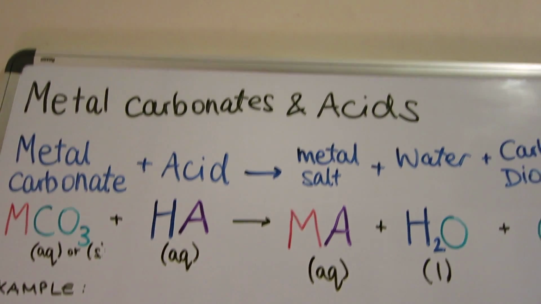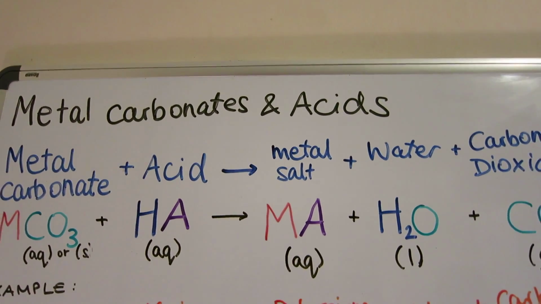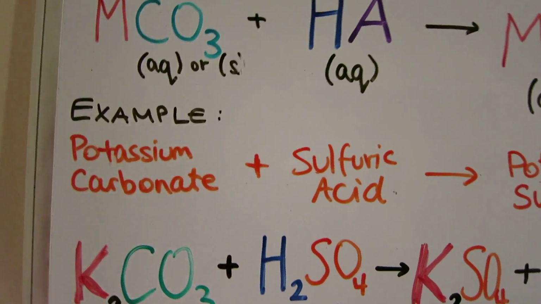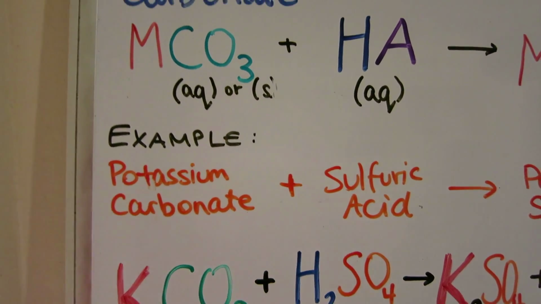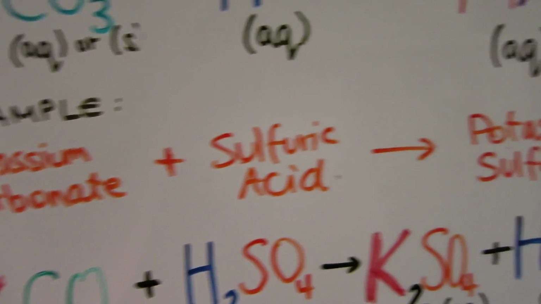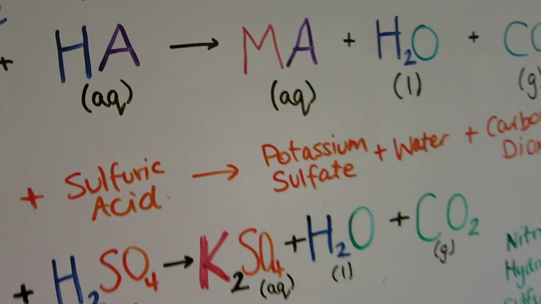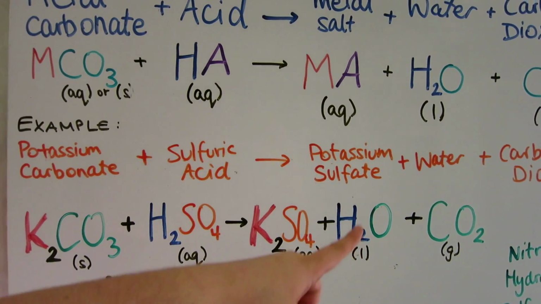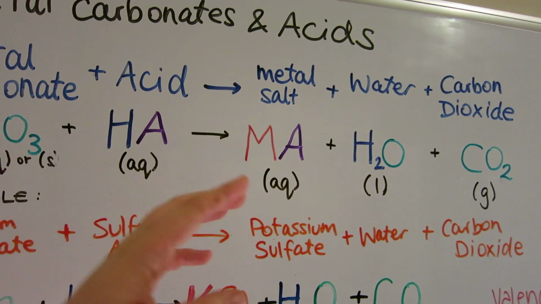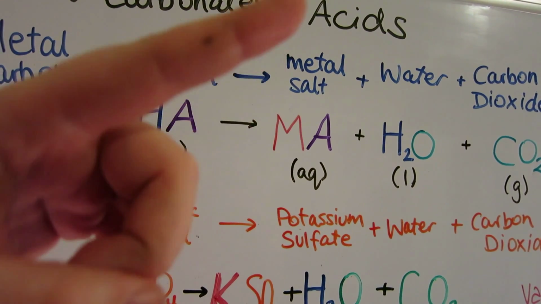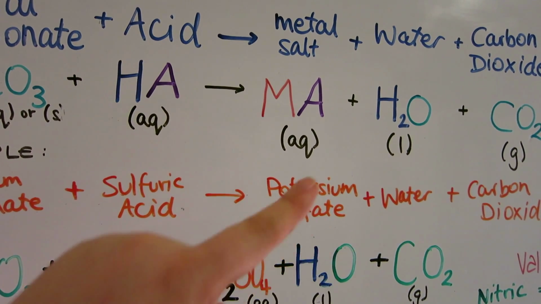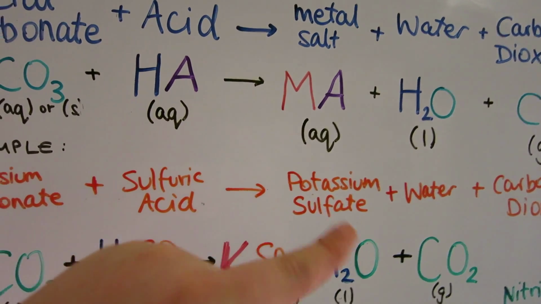So we've already gone through balancing. If you're still unsure of that, head back to the last video. We're going to go straight into an example then. So we have potassium carbonate and sulfuric acid, which will produce potassium sulfate, water, and carbon dioxide. Remember, similar to your metal and acid producing your salt and hydrogen, your water and carbon dioxide will always be produced. This is the only thing that changes in name.